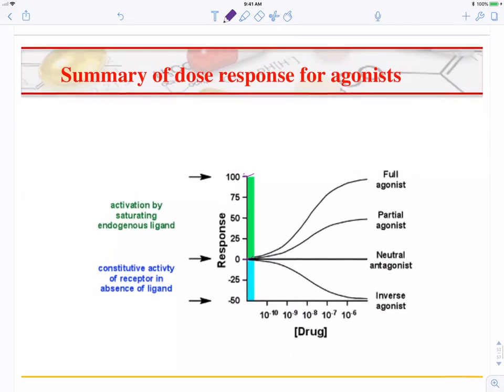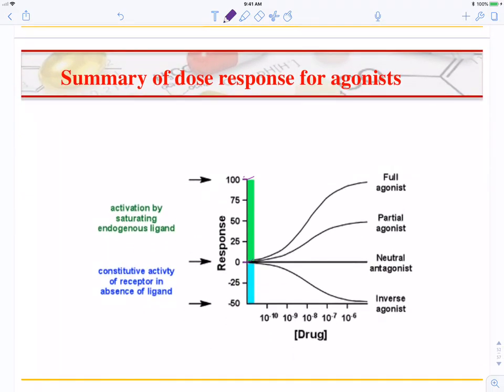So let's look at the summary of possible dose responses for agonists. We have several situations possible. We have a full agonist, which elicits 100% of the response. We have partial agonists which elicit only part of the response, and this can be done with the same potency. So the EC50 may be pretty high.